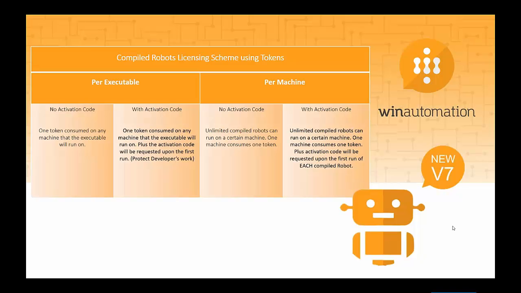Again, the same scheme with no activation code, but this time we're talking about machines. Unlimited compiled robots can run on a certain machine. 1 machine consumes only 1 token, so it's like you're whitelisting a machine to run any number of compiled executables. And then, similar to the previous scheme, we have the per machine with an activation code. Unlimited robots can run on a certain machine. 1 machine consumes 1 token plus the activation code will be requested upon the first run of each compiled robot that the developer would distribute to his end users.